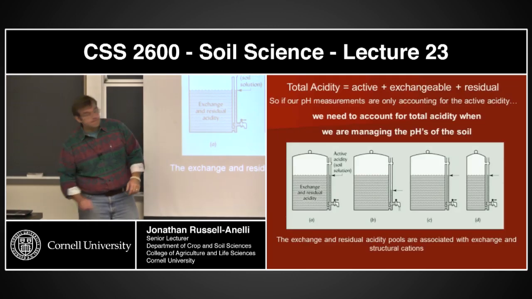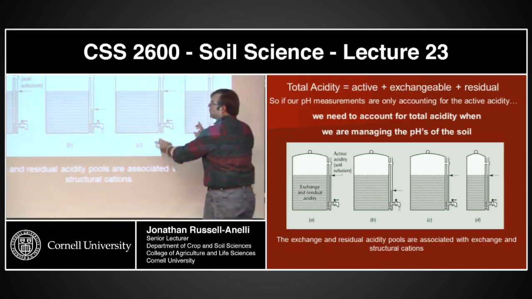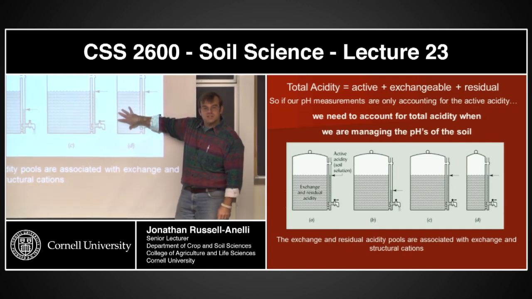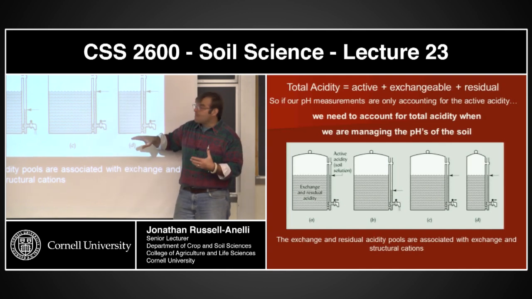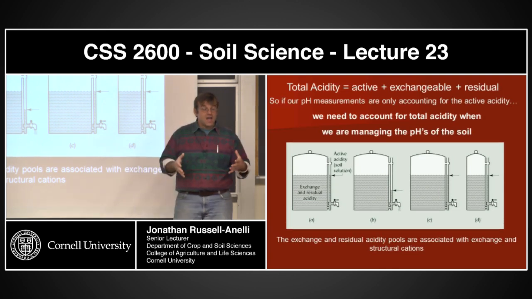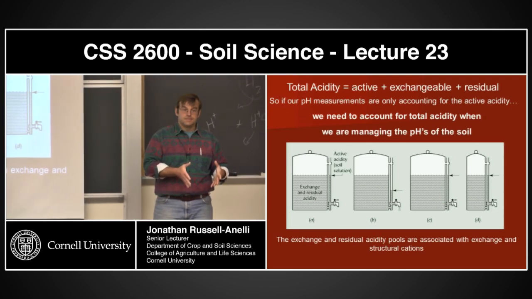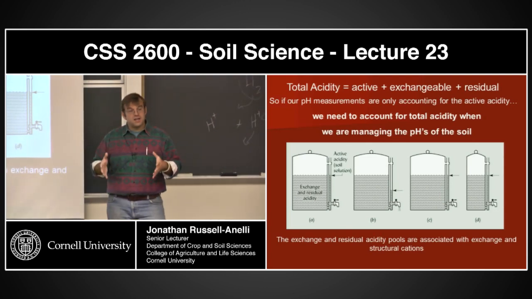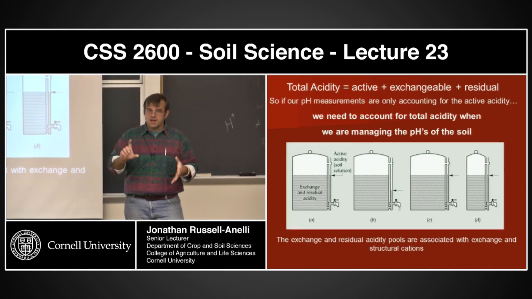The size of the cooler, I'll use these two as an example, represents how much acidity is in that exchangeable or salt replaceable as well as the residual or the structural. So imagine I have a soil which has a high cation exchange capacity versus a soil that has a low cation exchange capacity. Now, if I have a soil that has high cation exchange capacity, and it has high base saturation. You guys remember what base saturation is, right? Base saturation is the percentage of cation exchange capacity that's occupied by bases.